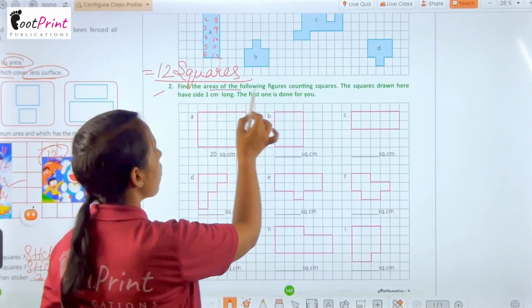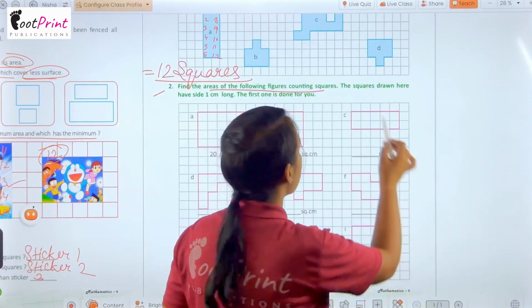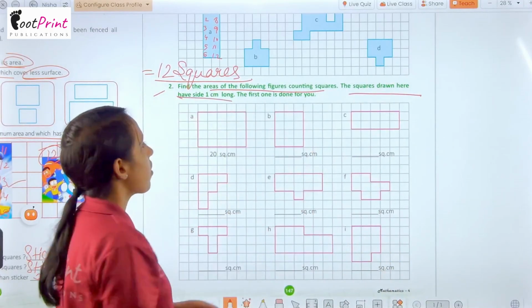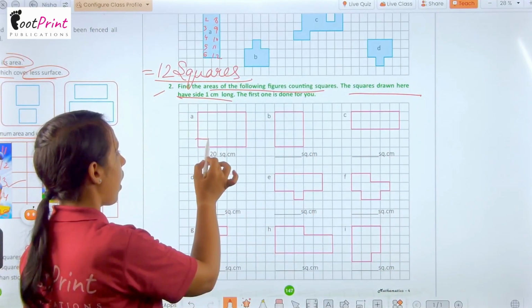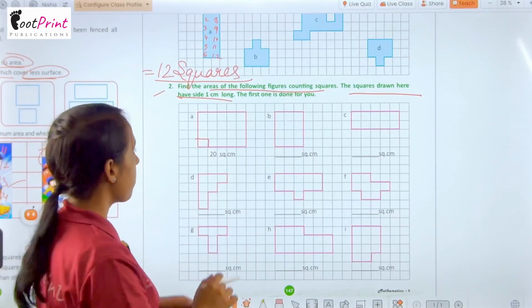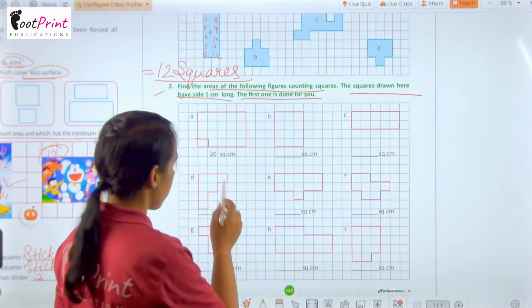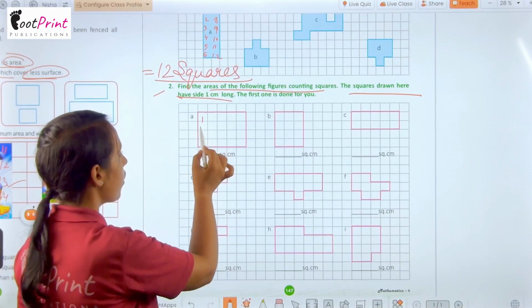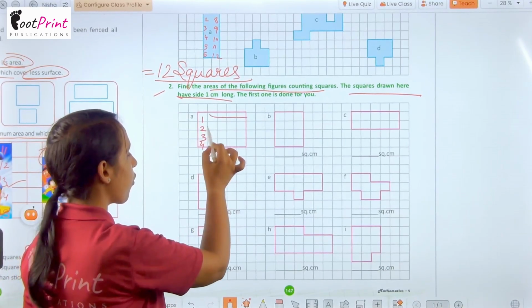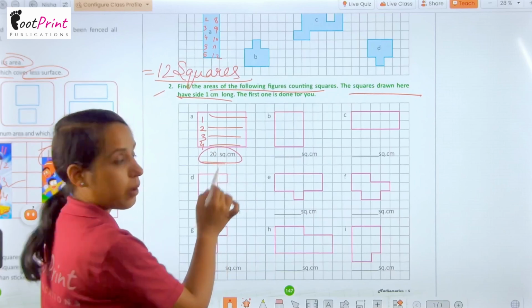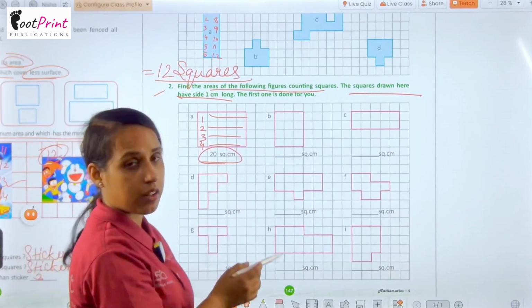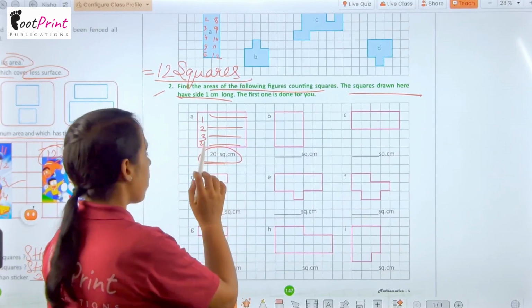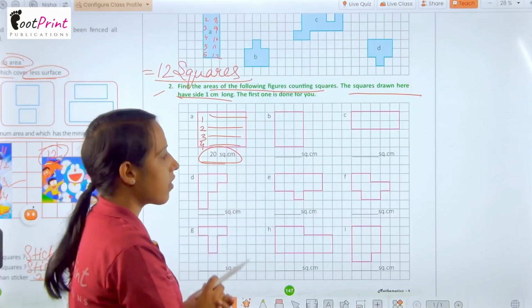Now find the areas of the following figures by counting squares. The squares drawn here have a side 1 centimeter long. So the square drawn here is 1 centimeter long. So the first one is done for you. Here 1, 2, 3, 4. There are 20 boxes here. So the area will become 20 square centimeter.